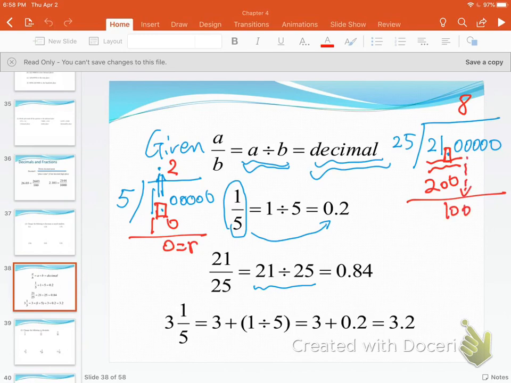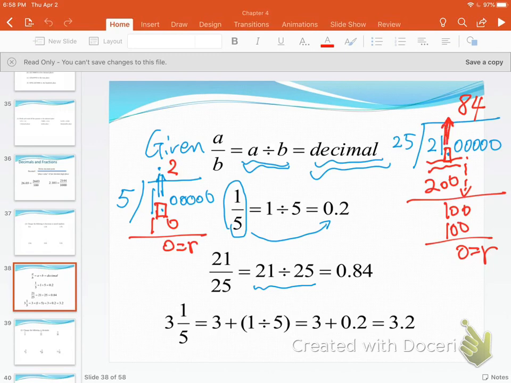Bring down this 0, 100. 100 divided by 5, 25, we got 4. So the remainder is 0, you can stop. If the remainder is not 0, you just keep adding 0 and continue the division. The last step, we put the decimal point on top of the decimal point.